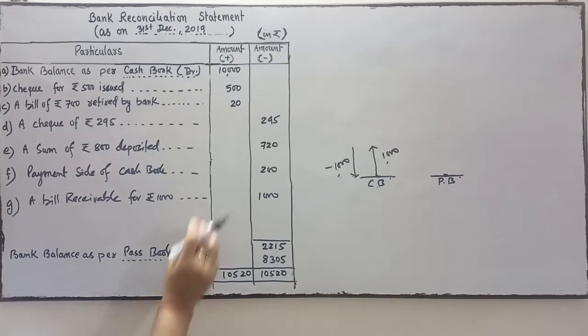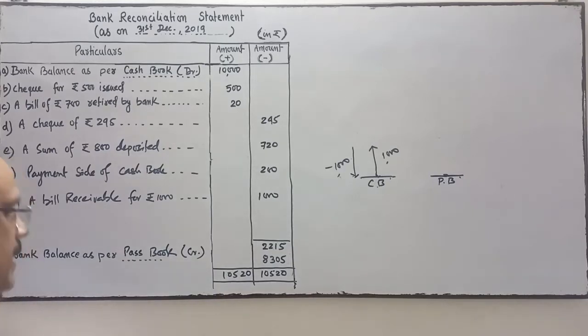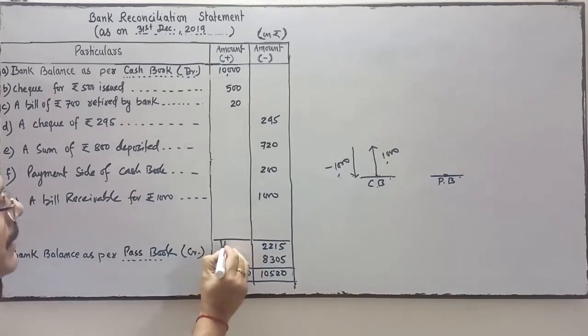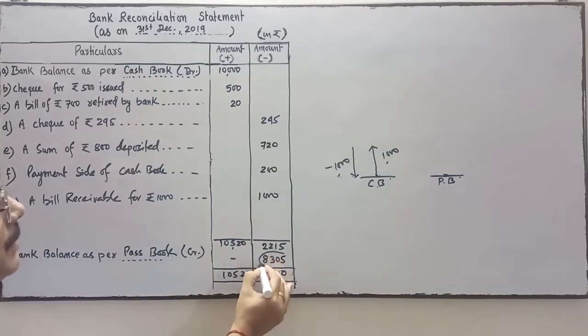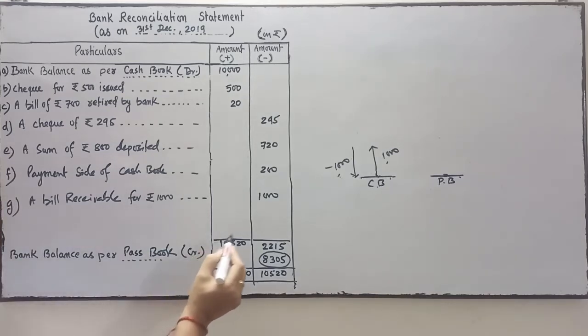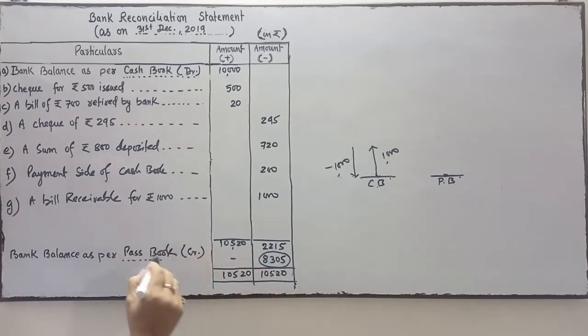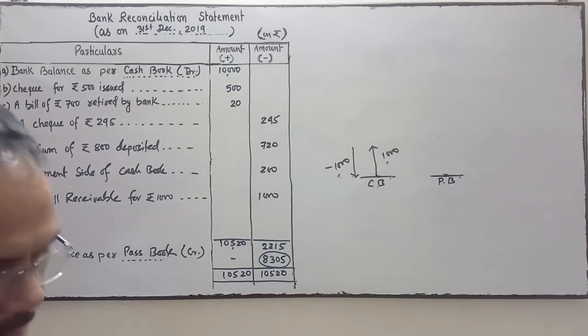Now the passbook, if the plus side is more and the minus side is less, then the passbook balance is a credit balance, a favorable balance, because plus is more than minus. So you write the total over here, 10,520. This is the difference amount. This indicates the bank balance as per passbook. Which balance, debit or credit? Plus is more than minus, so it's a favorable balance, and in the passbook, a credit balance is the favorable balance, so you write credit.